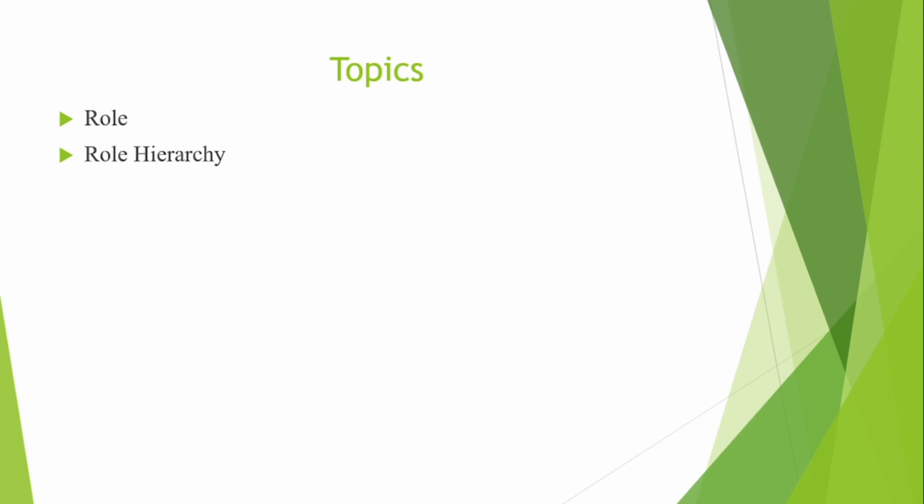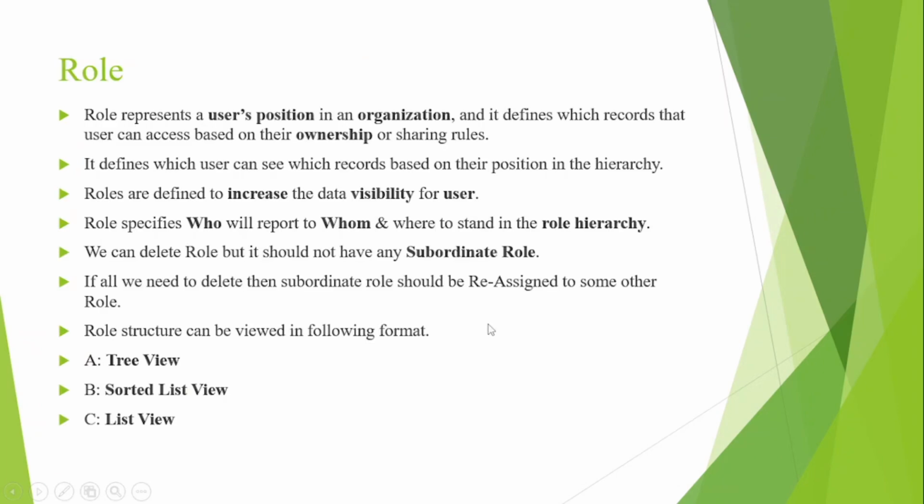Topics we are going to cover in this session are role and role hierarchy. There are two terms, what is role and what is role hierarchy, that we are going to see separately in today's session. Role represents a user's position in an organization and it defines which records that user can access based on their ownership or sharing roles.